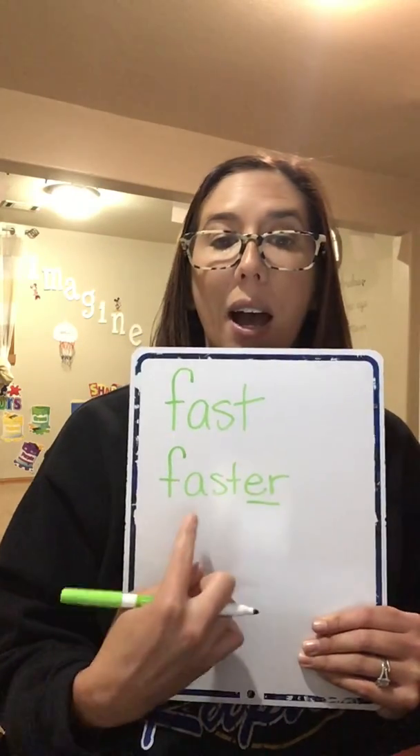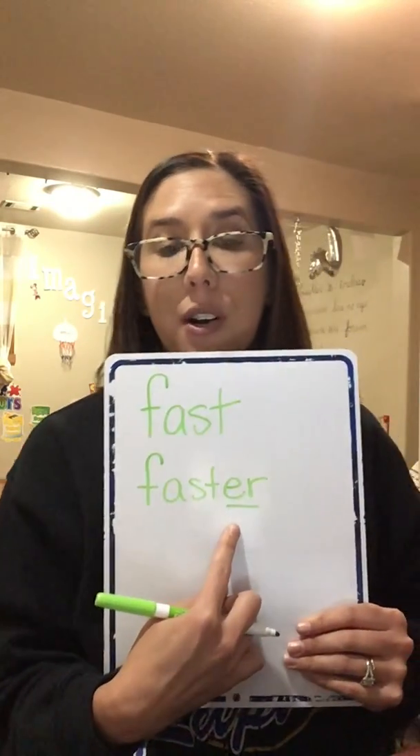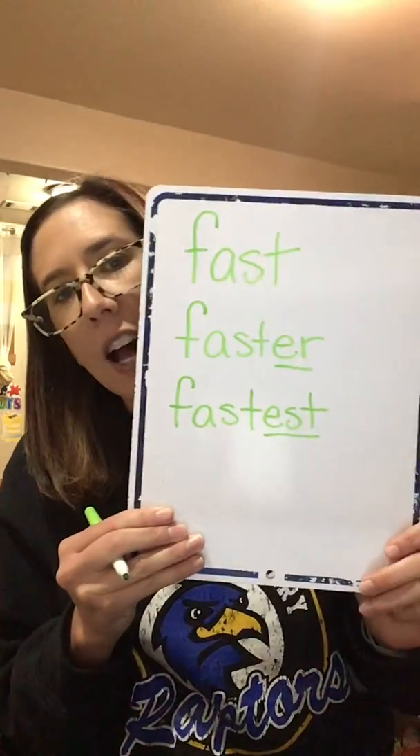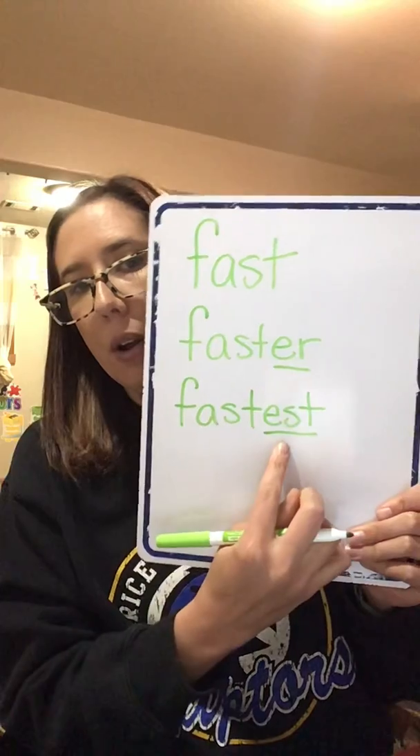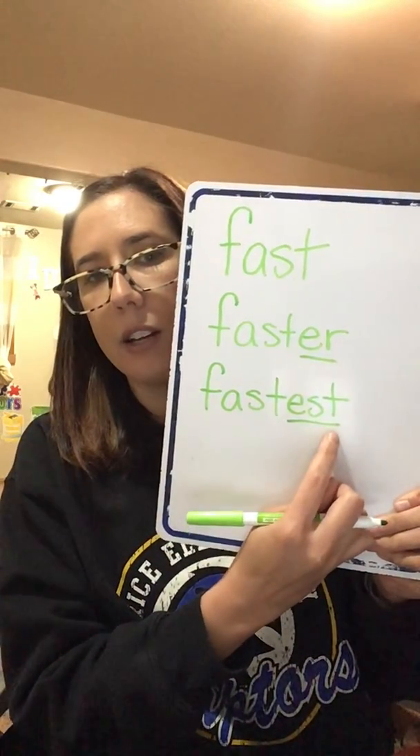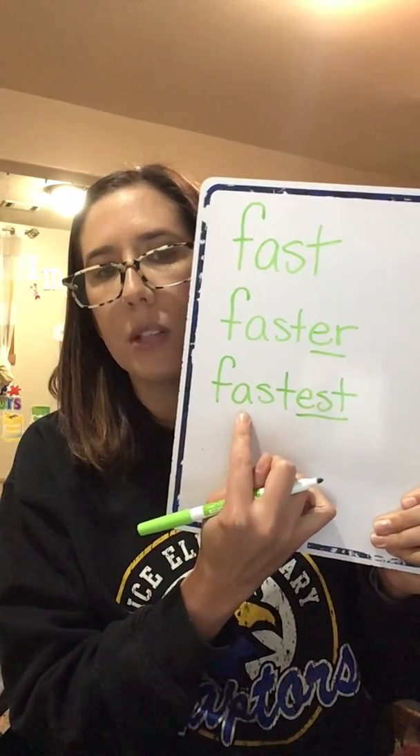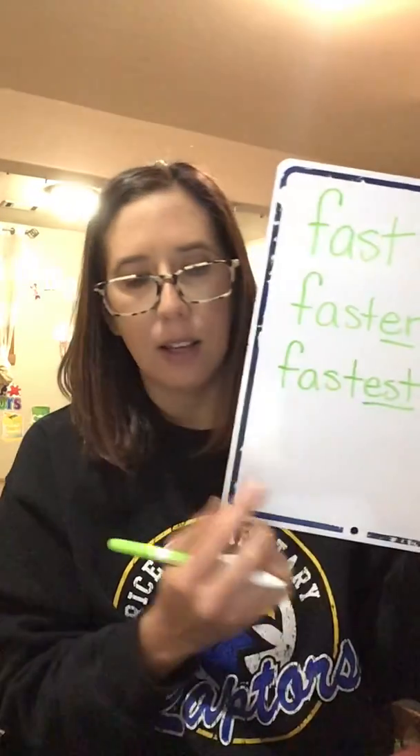Faster. Now I would like you to write the word fastest. A cheetah is faster than a lion. The cheetah is the fastest land animal. Remember, we don't need to add any other letters because this is a double consonant ending even though it has a short vowel sound. So fastest. Good job, guys.